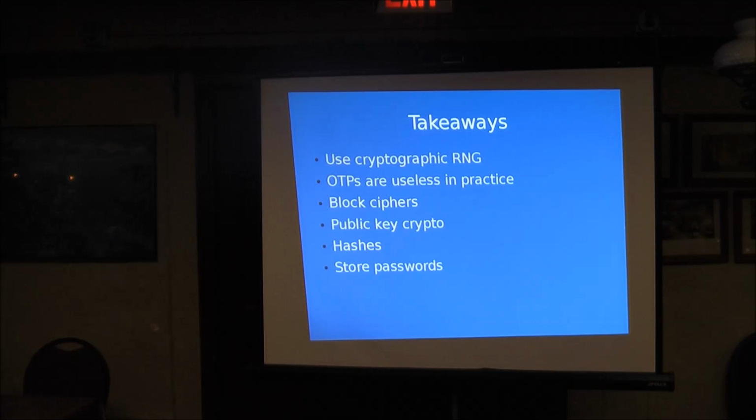So, what I hope you took away from all this: use a cryptographic random number generator. OTPs are useless in practice. People will go on about them, use that information to win arguments on the internet, and otherwise forget about it. And then hopefully how to use block ciphers, public key crypto, and hashes in practice, and also where we're headed with storing passwords, which is kind of the big thing where we all get affected by this, other than maybe SSL.